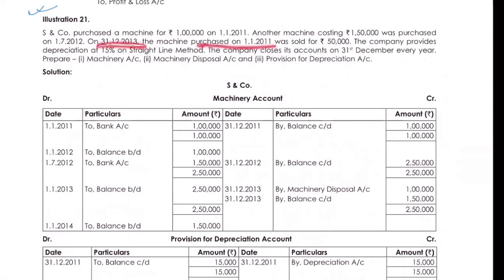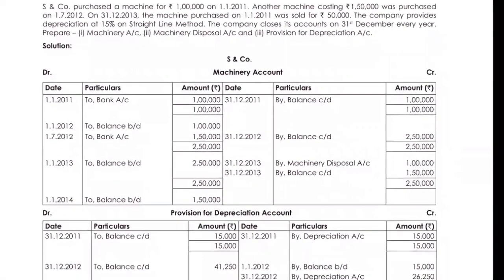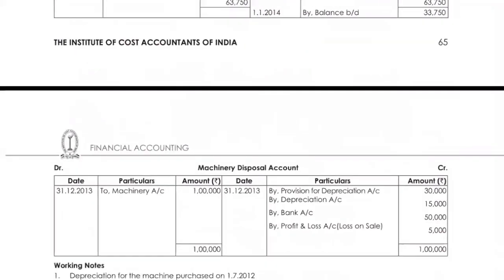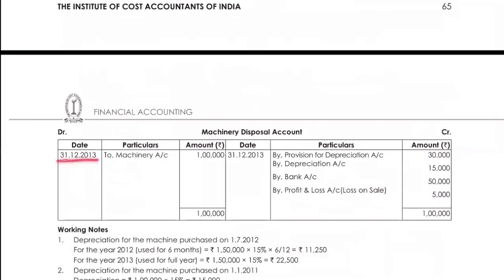It is sold on 31st 12 2013 for 50,000. So see, the machinery on the machinery account was always written on its original cost. Correct. But we'll remove it from its original cost only, of 1 lakh rupees. See, 31st 12 2013 machinery disposal account. That means in the machinery disposal account on 31st 12 2013, a machinery account will be shown of 1 lakh rupees.